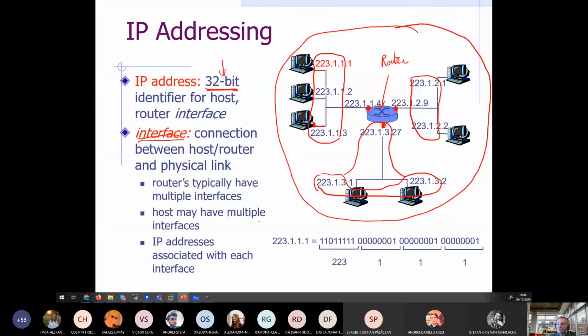Hosts may have multiple interfaces, but usually they have one. And an IP address is associated with at least each network interface. Let's stop with this idea in mind, and we'll continue from this next time.